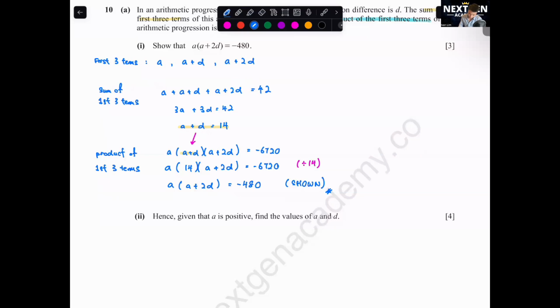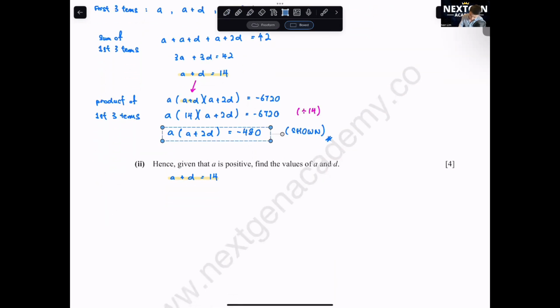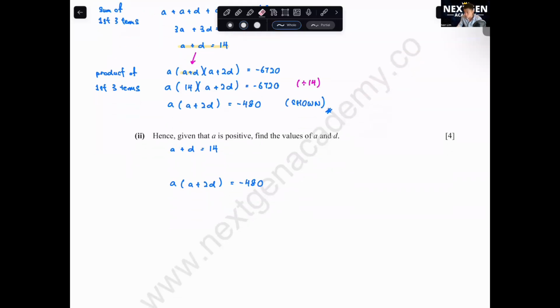Okay, now I have 2 equations. They say, hence, given that A is positive, find the value of A and D. Okay, we can use these 2 equations. Okay, let me bring it down first. A plus D equals 14. Then this equation that we found just now. Okay, what can we do here? They want us to find A and D, so we can do simultaneous equations here. I will do a substitution.